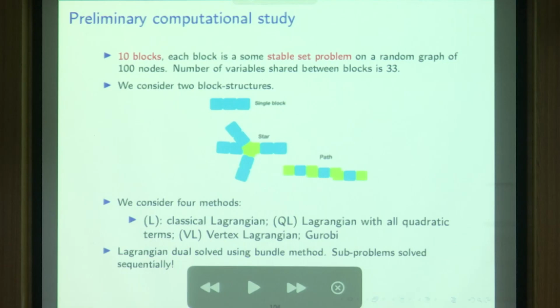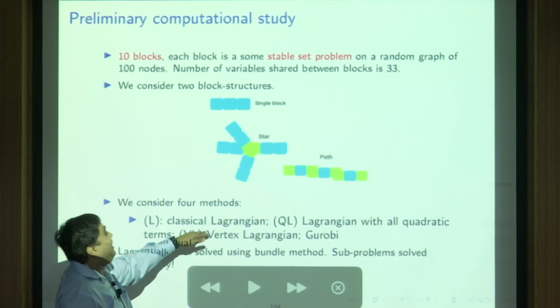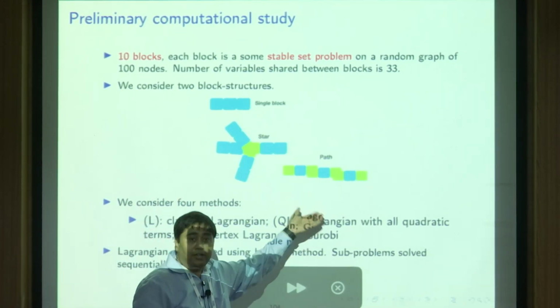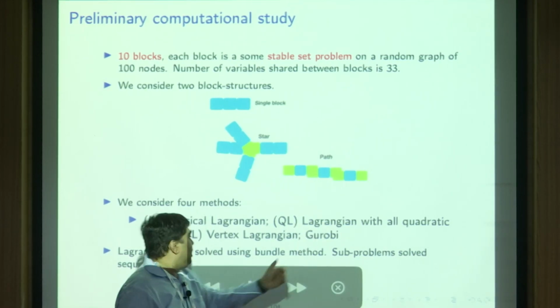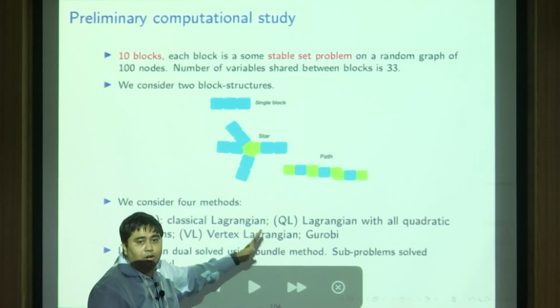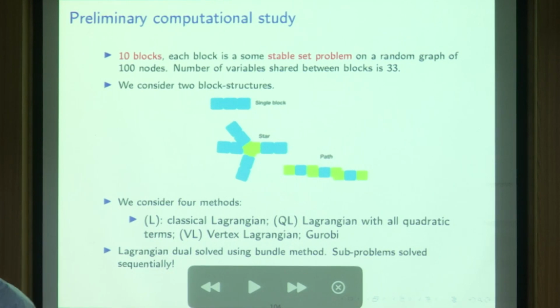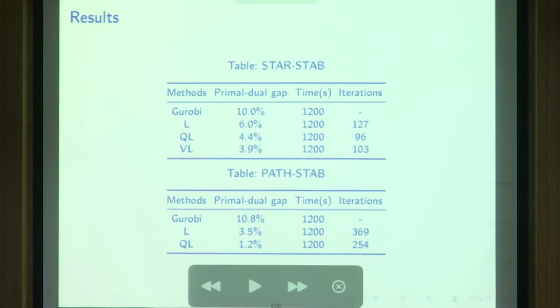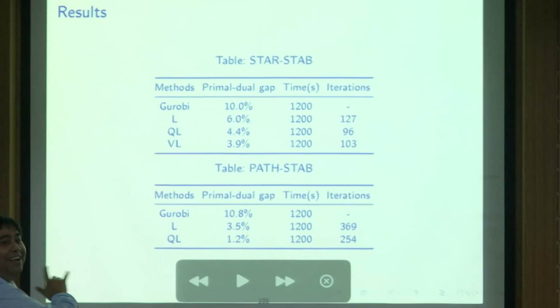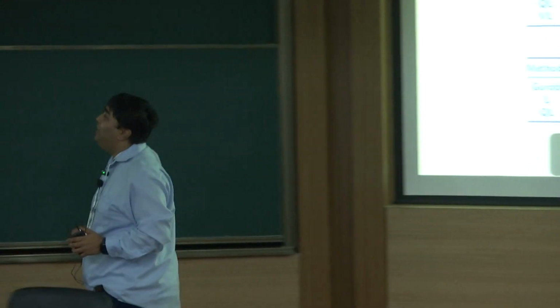Like I said, we tried the classical Lagrangian. We cannot go to all monomials, so we just tried the first thing that you would try, the quadratic. And this vertex I didn't talk about, and we tried Gurobi. We solved the Lagrangian problem using the bundle method, but pleasantly surprised that even with a very nice, by the way, this is a bit embarrassing, but all of this talk was about doing parallel computing, and we actually used sequential. So the results can be far better if you actually implemented it with parallel computing.